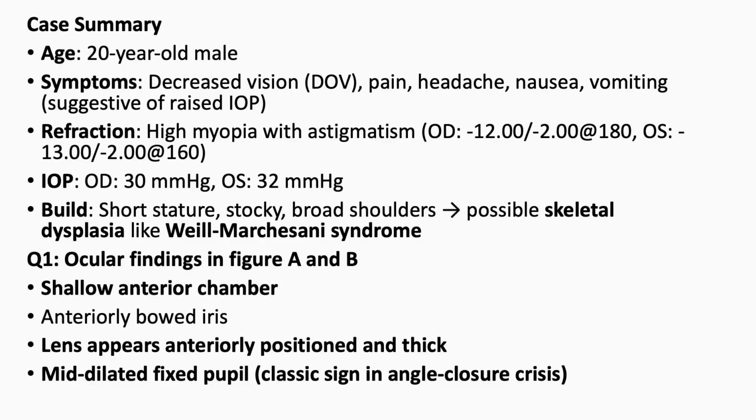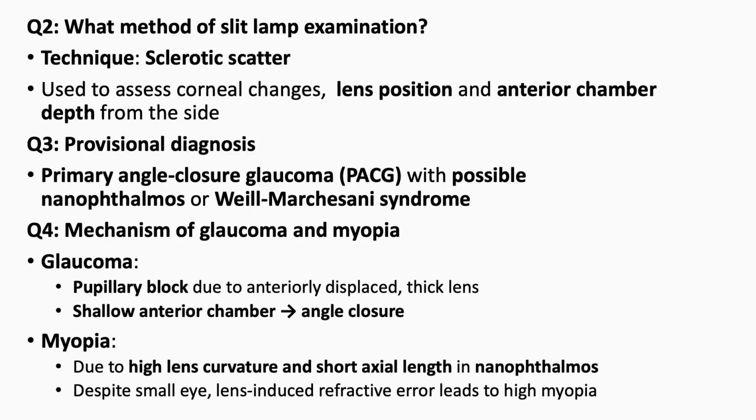The answer for our first question, the ocular findings: there will be a shallow anterior chamber. There is anterior bowing of the iris. The lens appears to be placed anteriorly and is thick. The pupil is mid-dilated. This is the classical sign of acute angle closure crisis.